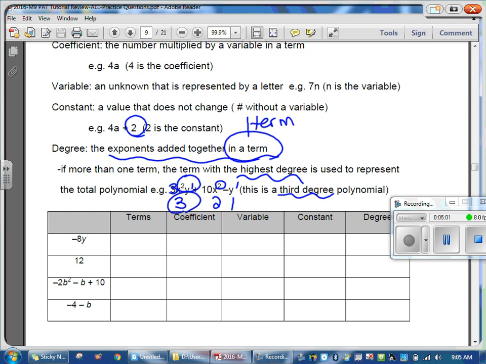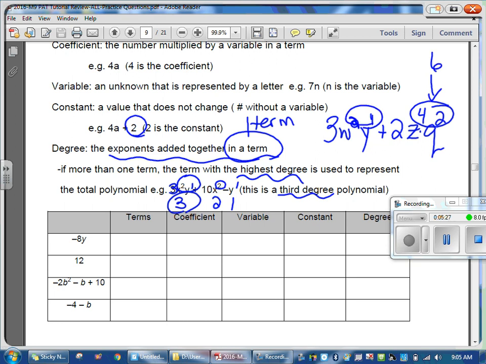So if I've got another example, 3w squared y plus 2z to the 4th cubed squared, I'm going to take a look at these two. They're attached. When they're attached, they are sitting side by side. They're actually multiplying when they sit side by side. 4 and 2, that's going to give me a 6. I look at this guy's 2 and the 1. If I add those, I'm going to get a 3. Who's larger? The 6. So that would be a degree 6 polynomial. Okay? Is how we would name that.